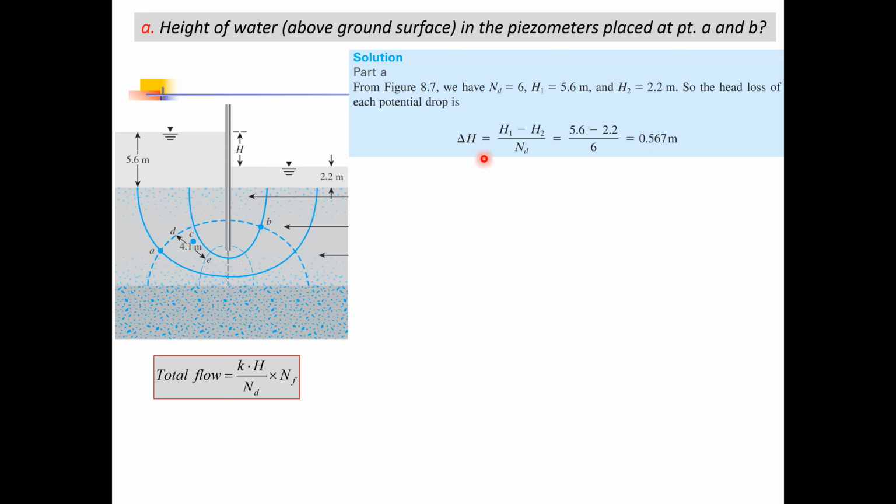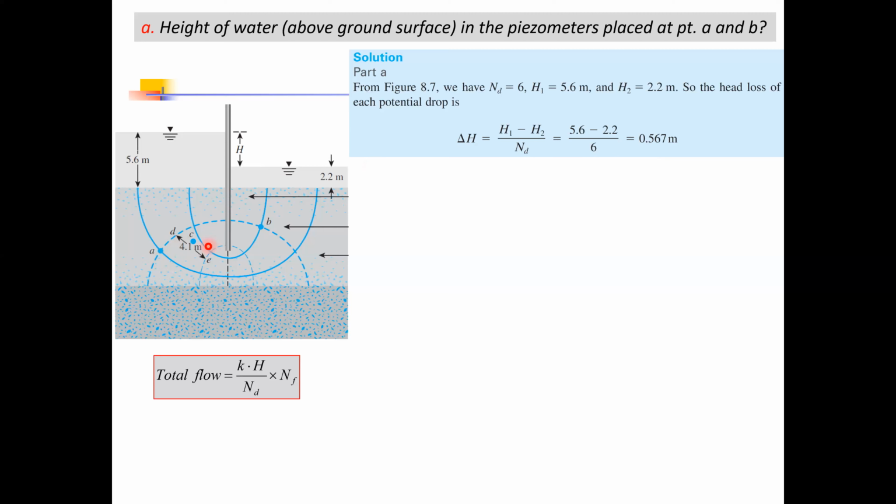It means when the water was moving over one equipotential drop, it was losing 0.567 meters of head. While moving through each equipotential drop, it was losing 0.567 meters of head. So this is the first step. Now, if we have determined this, it would be very easy for us to determine what would be the head at point A and what would be the head at point B.